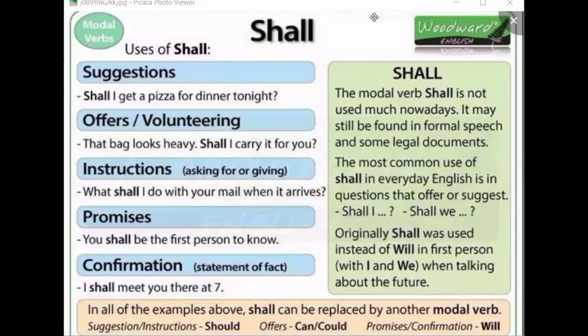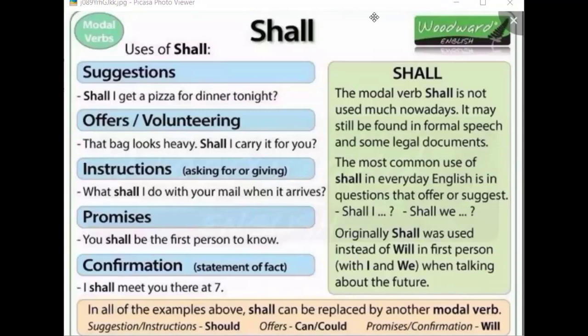Okay, but sir, can we replace shall with may? Sorry, can you speak loudly? Sir, can we just replace shall with may? Shall with may. Okay, can you give us any example? Let's replace, change the modal verbs. Give us an example.